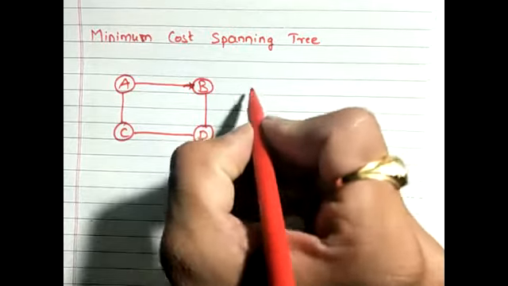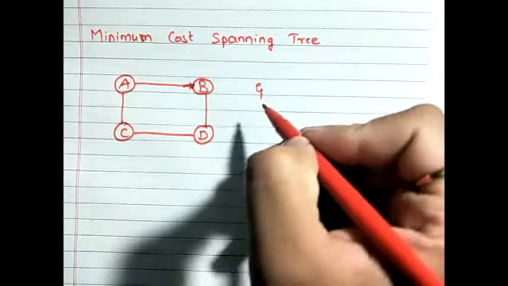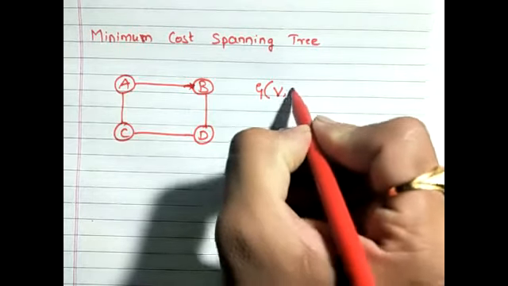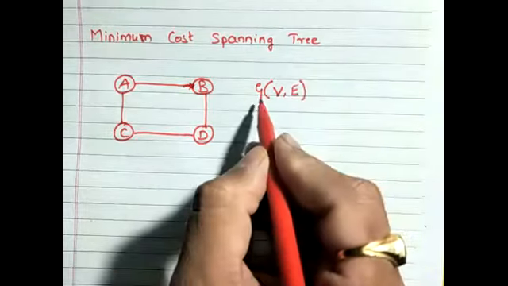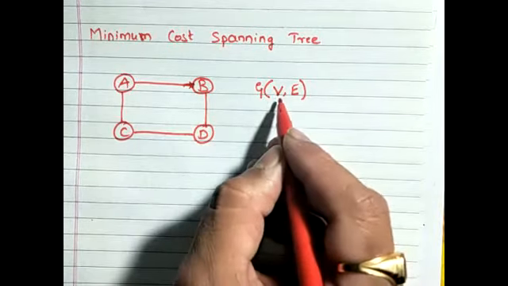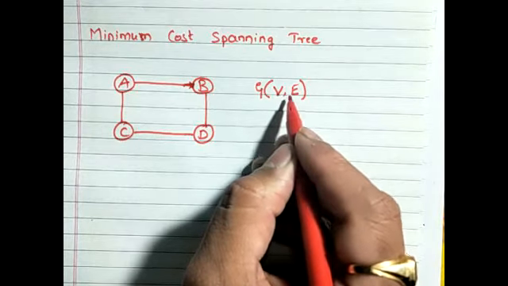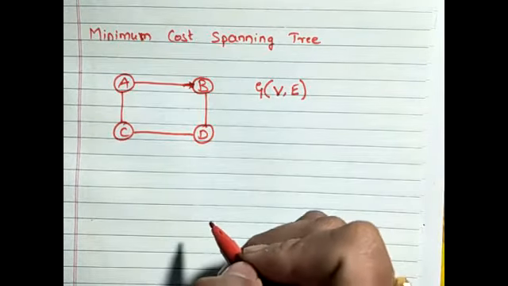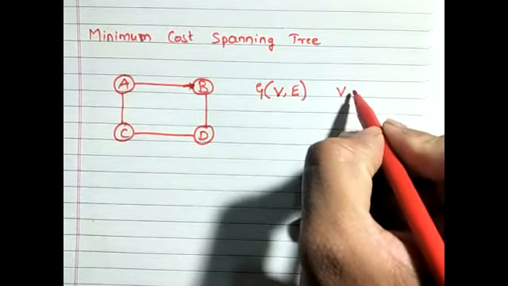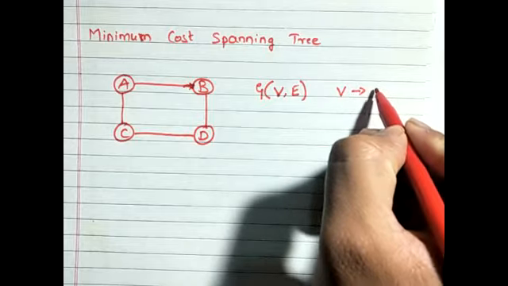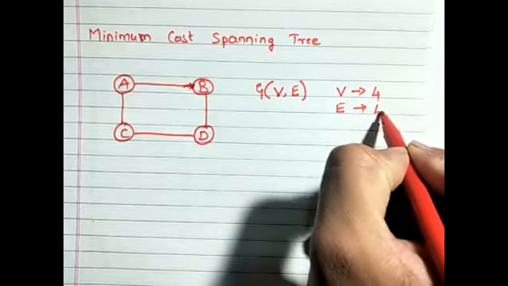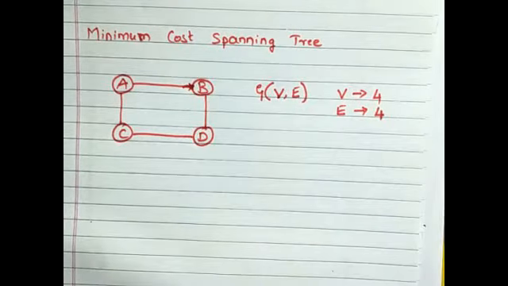Let us say that this is a graph denoted by G, with certain vertices V and certain edges E. So G of V, E means a graph containing a certain number of vertices and edges. In this particular example, the number of vertices is equal to 4 and the number of edges is also 4 here.